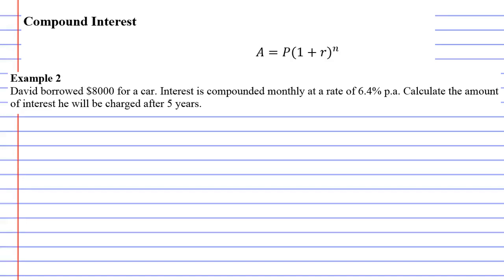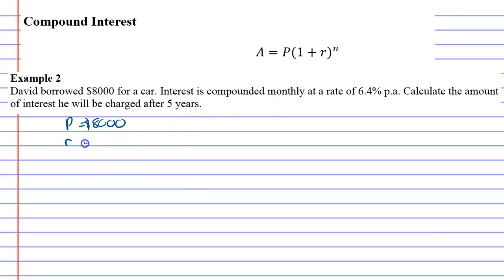We're on to compound interest example 2. And in this one, David has borrowed $8,000 for a car. So let's just write it down as we go. That's his principal. So principal is $8,000. And interest is compounded monthly, which means not yearly, at a rate of 6.4% per annum.